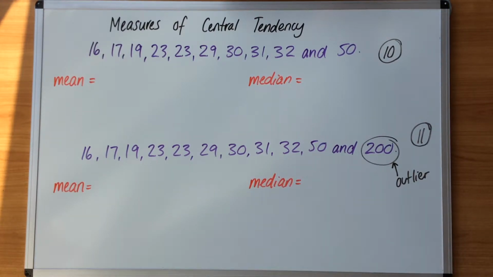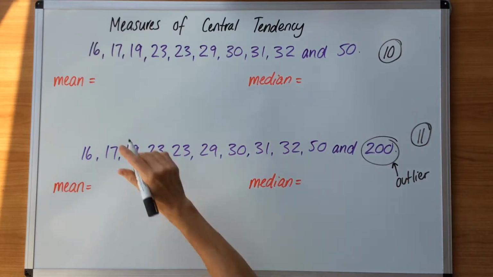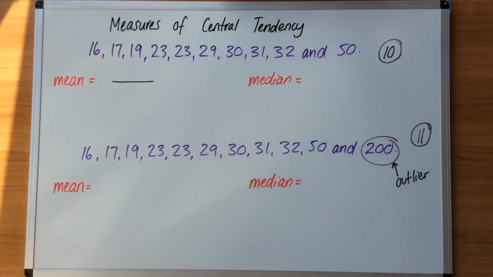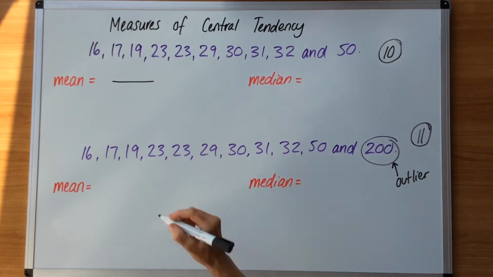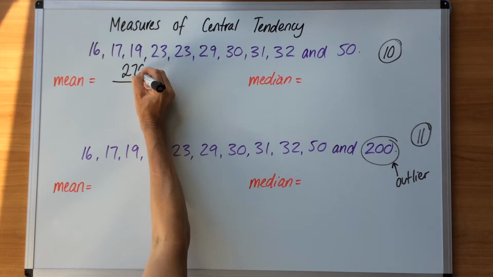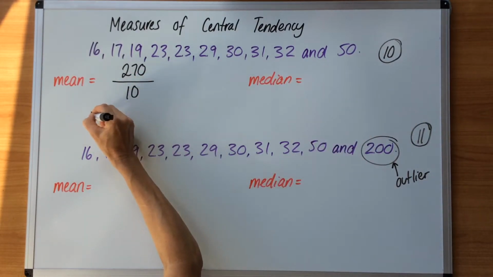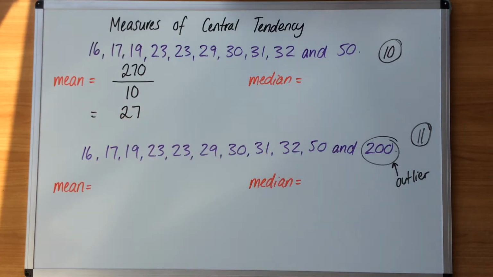So first of all, the mean is the average. So I have to add up all of these numbers. Now, I'm not going to set it out 100% correctly. I'm going to do it very briefly for you. But if I add up all of those numbers, I get 270. And there are 10 numbers, so I divide by 10, and my mean, my average, is 27.